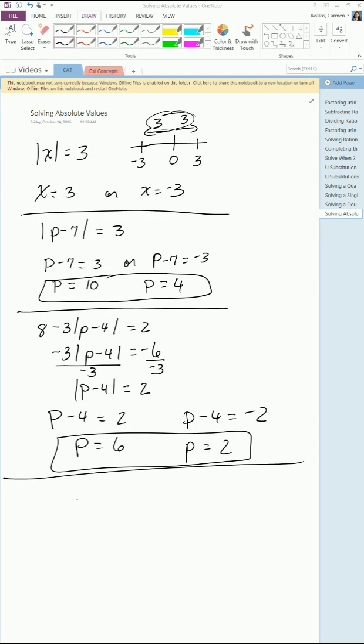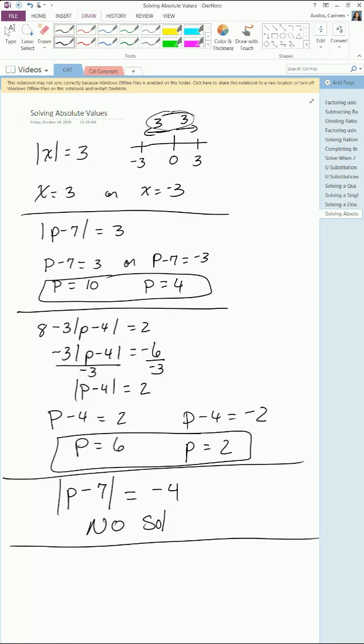Now, if I had p, and I don't know why we're using p, but anyway, p minus 7, the absolute value, is equal to a negative 4. We know that the distance cannot be negative, so I can't go negative 4 units to the left, negative 4 units to the right. So it is just no solution. I cannot have absolute value equal to a negative number because distance cannot be negative.